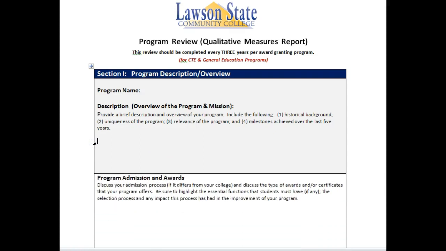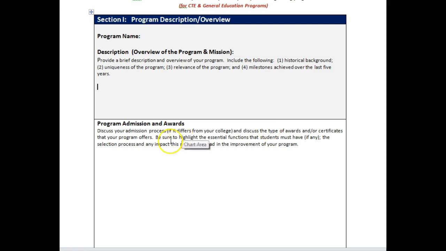Okay? The next area is program admission and awards. If you have a unique program, we're asking you to discuss it here. Nursing comes to mind. So Lawson State has an open door policy, but if you have a unique admission process within Lawson State, then you need to highlight that.